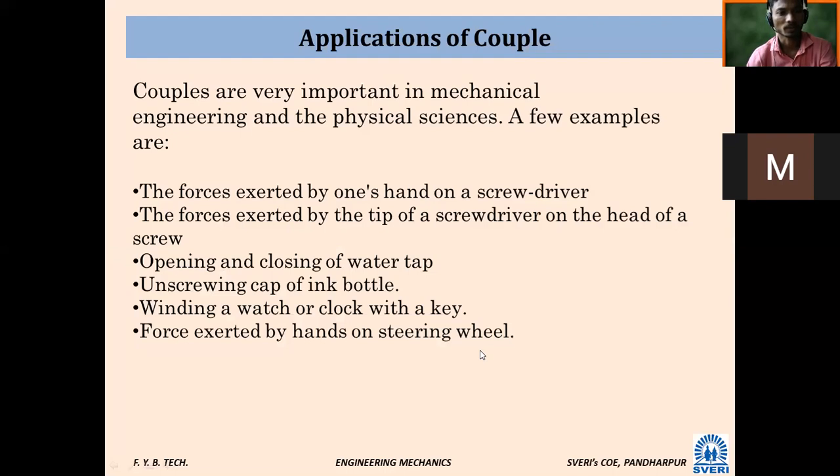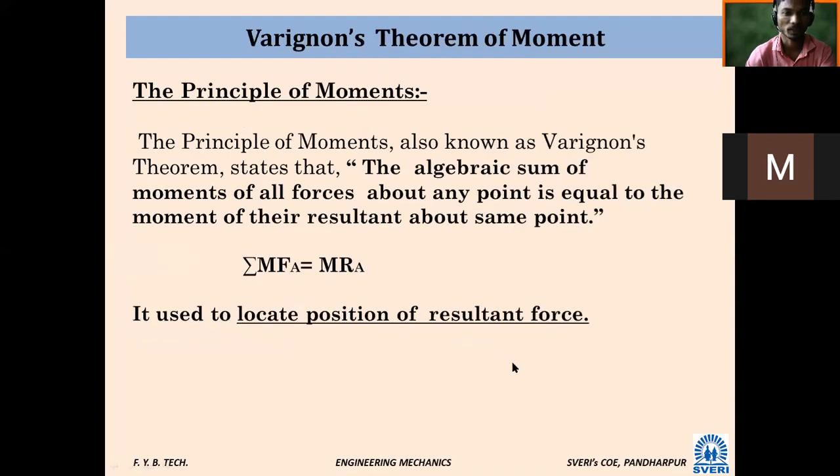A water tap, opening or closing the cap of a bottle, tightening the key of a clock, even rotating the steering of an automobile, that one is also an example of couple. So the most important thing we started yesterday was the principle of moments, or Varignon's theorem.